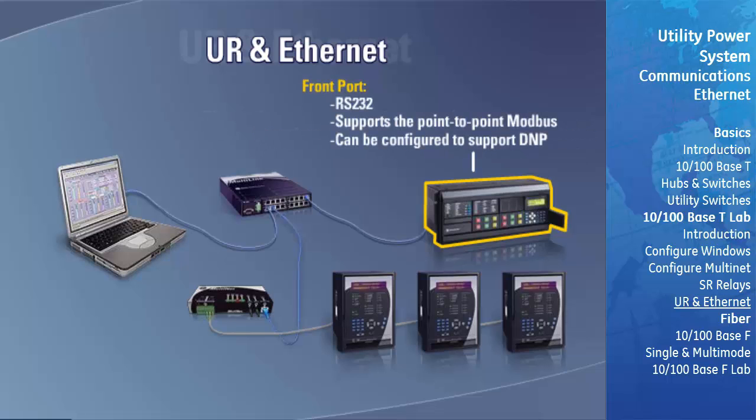Regardless of the version, the port located on the front of the relay is an RS-232 port with a default configuration that supports the point-to-point Modbus protocol, or can be configured to support DNP. This port cannot be networked when point-to-point Modbus is being supported.